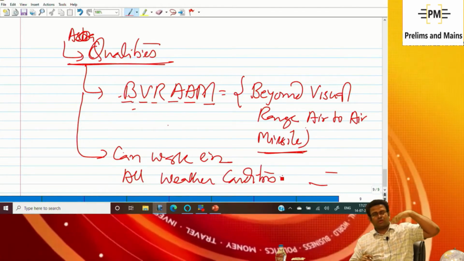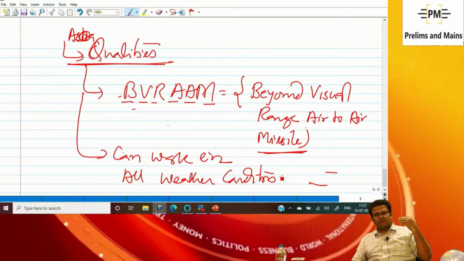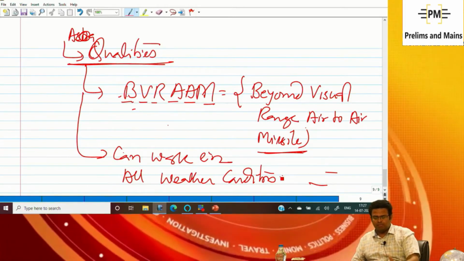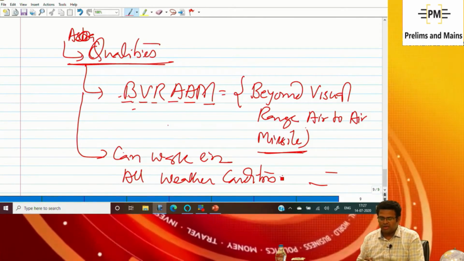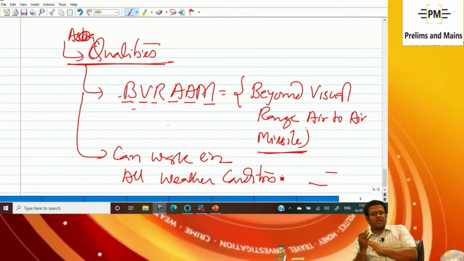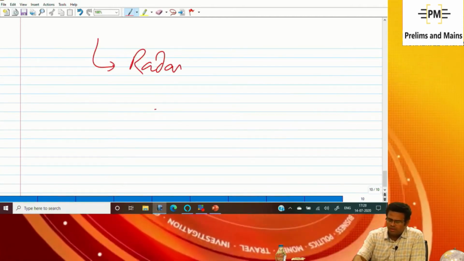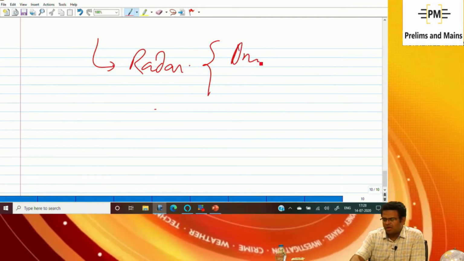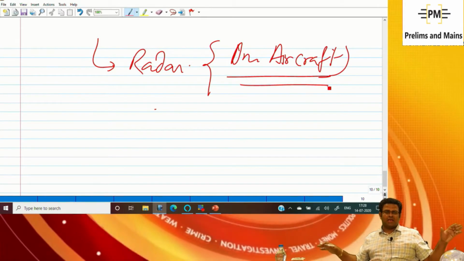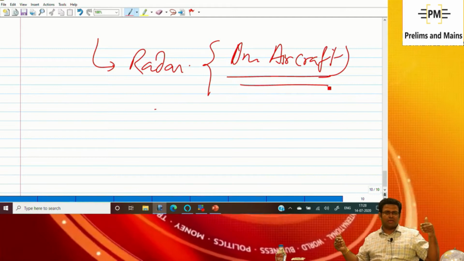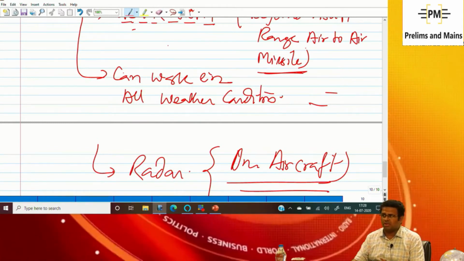If it is flying over there, beyond visual range, air to air missile means that in the atmosphere, beyond visual range, you can't see, even then that target can be taken by this BVRAAM. So these are the qualities of these missiles. But at the same time, there is another thing, the radar, and this radar is on the aircraft. The aircraft is carrying the missile, and these missiles can attack anywhere beyond visual range. Its quality is that it can work in all weather conditions, whatever the condition is.